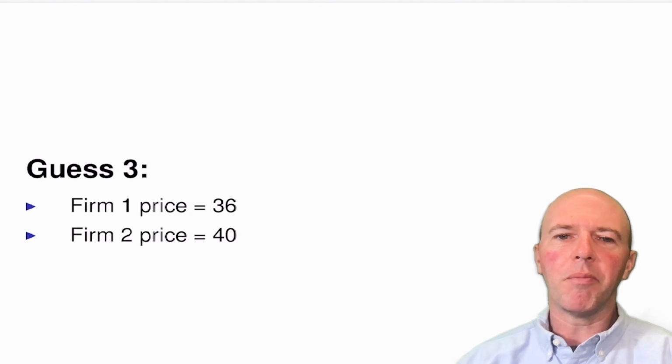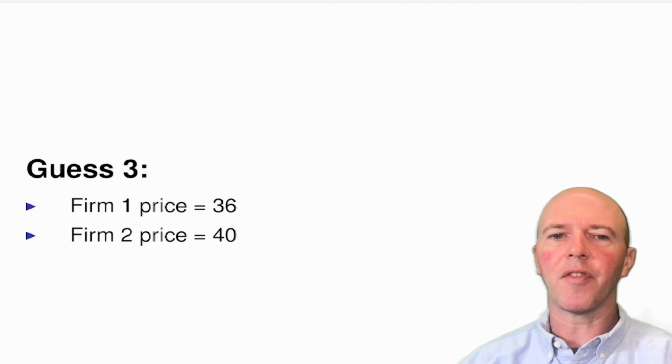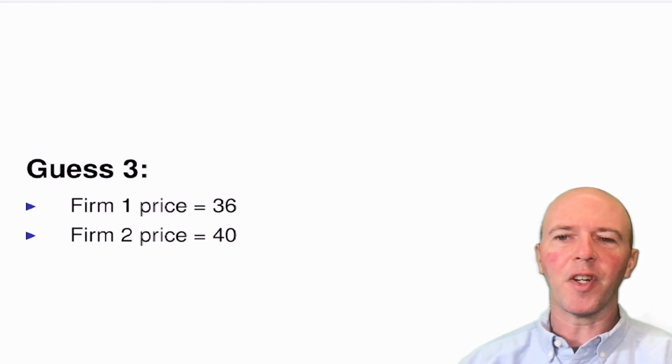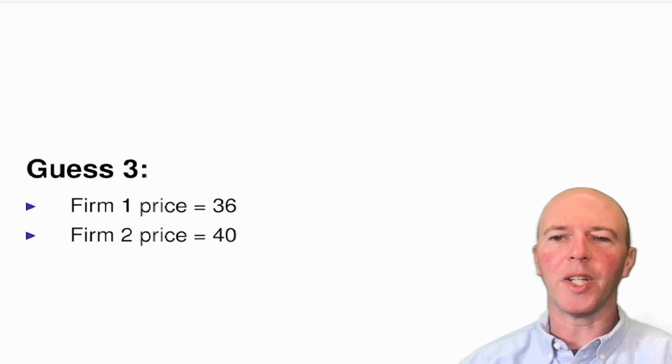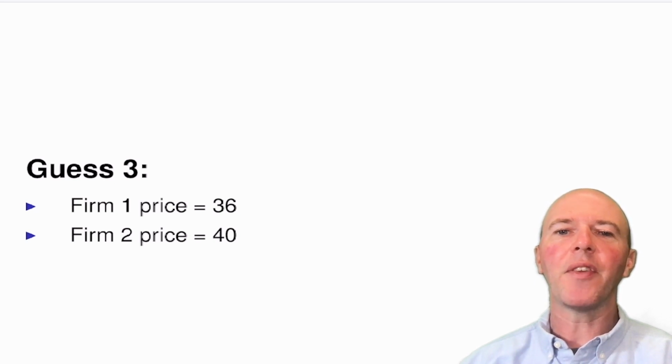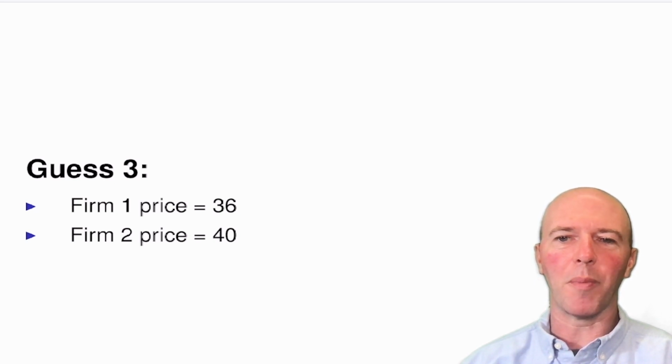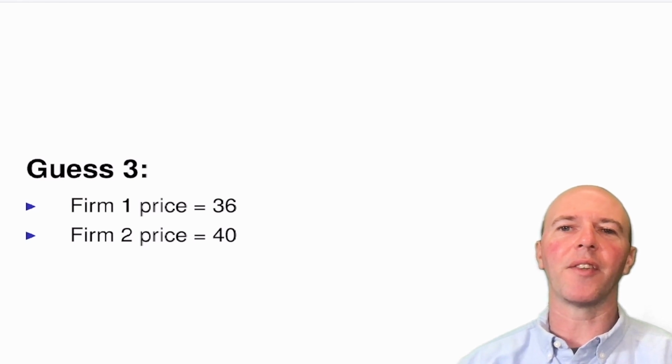What if one firm, let's say firm 1, is doing 36 and the other firm is doing 40? Does either firm have an incentive to deviate? Now this is a fun one just to, again, check your intuition behind best responses. It should be clear that firm 2 wants to change their price here. They're selling nothing. They set their price too high. And if they set a price of 35, they'd sell to the whole market. So firm 2 definitely has an incentive to deviate.